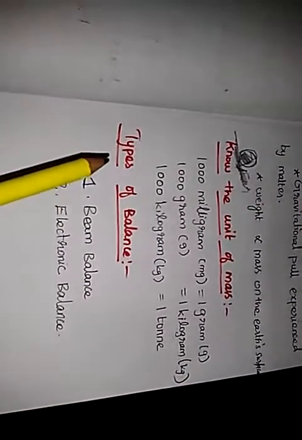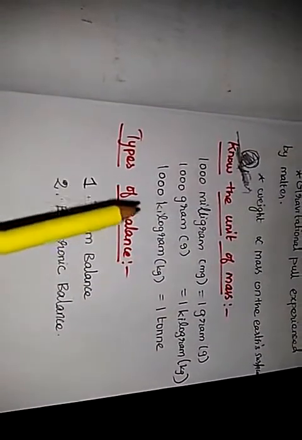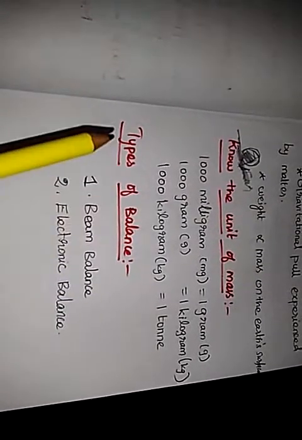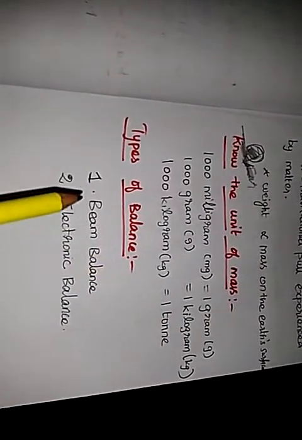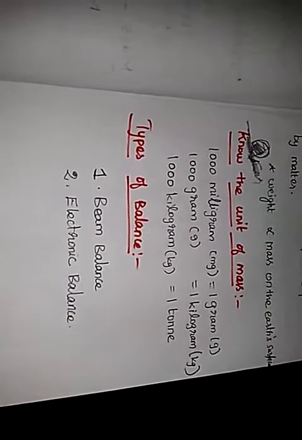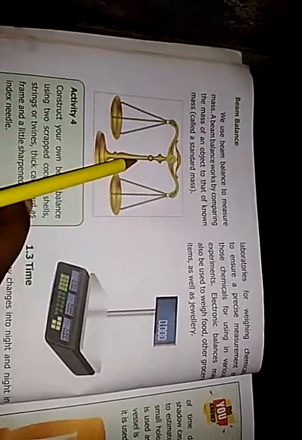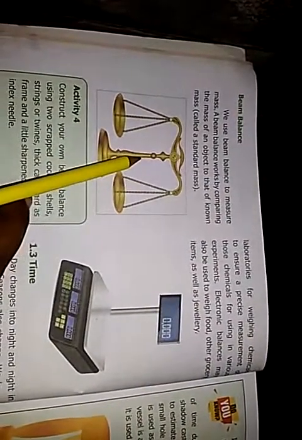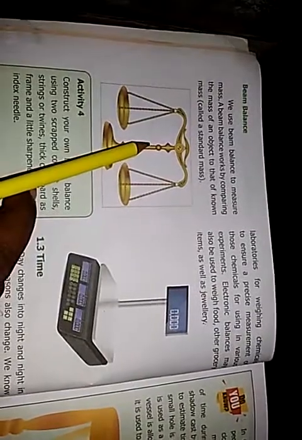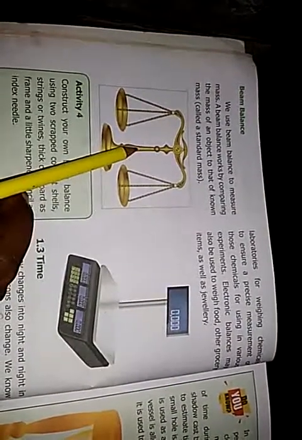Then we measure mass using a balance. Here we see types of balance. The first is the beam balance, the second is the electronic balance. Here we see a beam balance. Already we see it in many shops. It is used to measure mass.